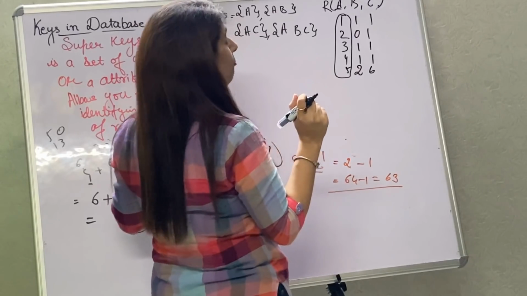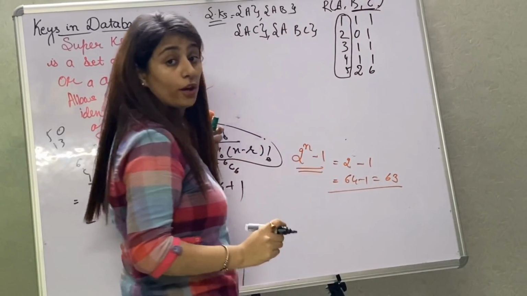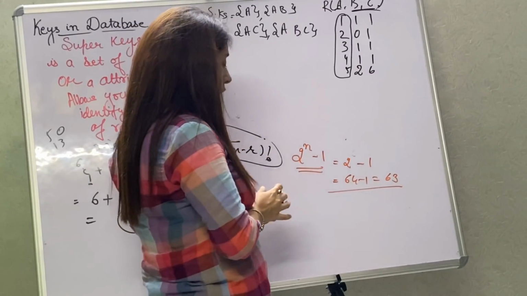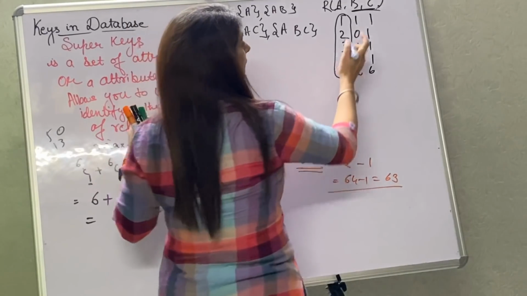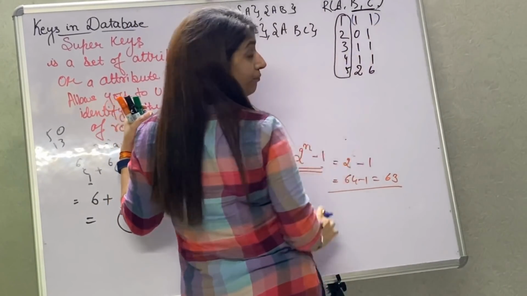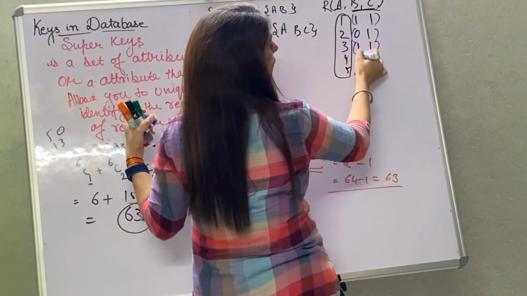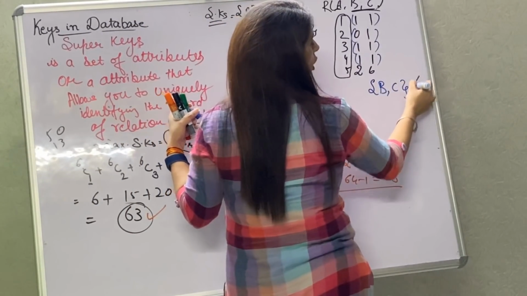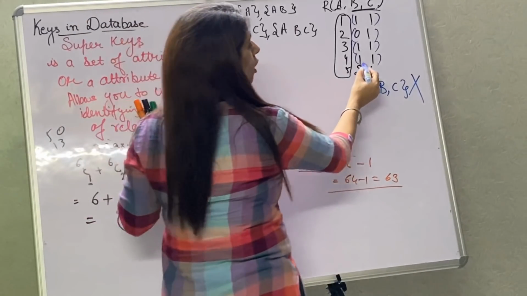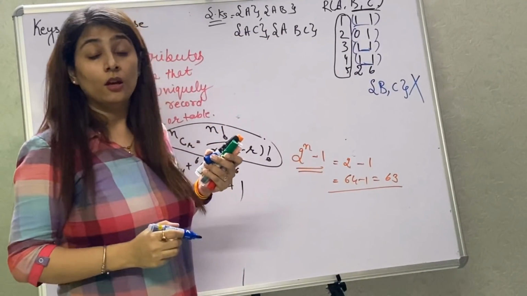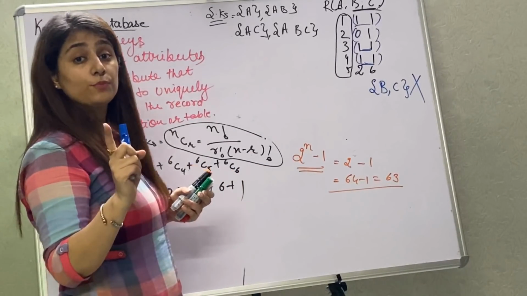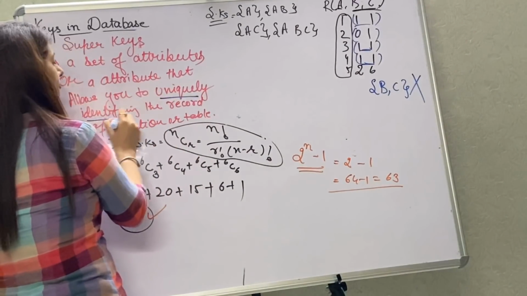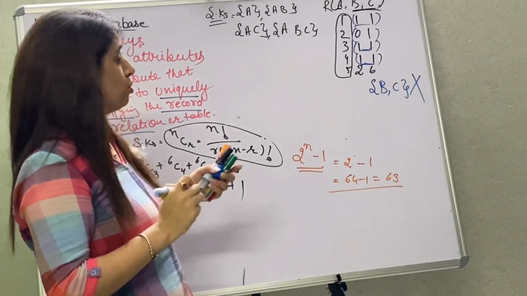Now we have to check another combination, that is BC. So let's check whether the BC combination is a super key or not. How to do that? We make a set from here. Here is 1, 1, here is 0, 1, here is also 1, 1, here is also 1, 1. So BC cannot be a super key. Why? Because the record is repeating here 3 times. The main concept of a super key is that it allows you to uniquely identify the records of a relation, so this is not helping us.